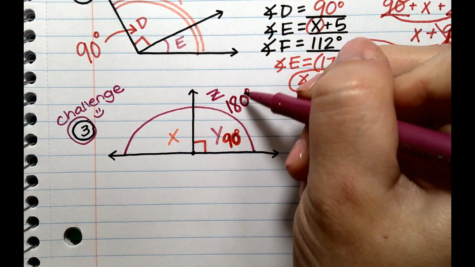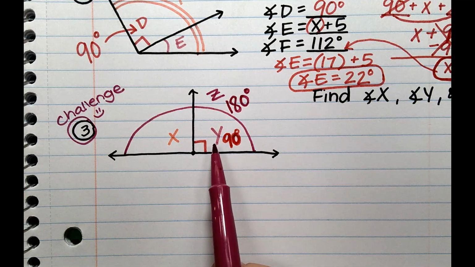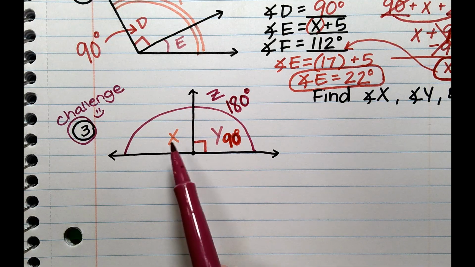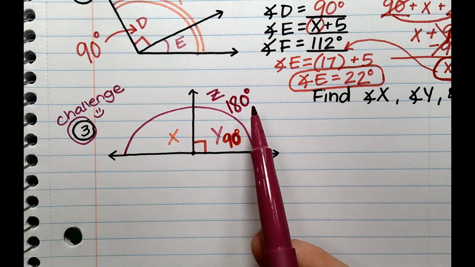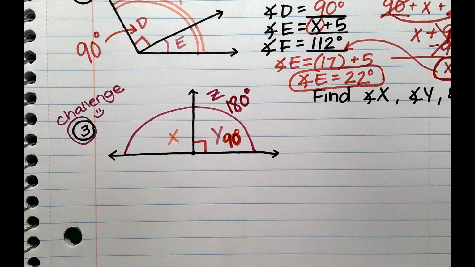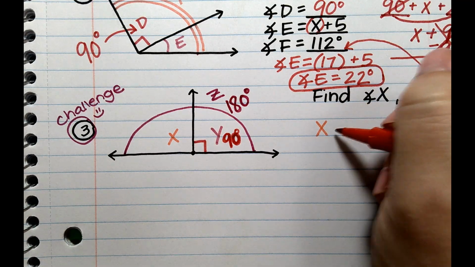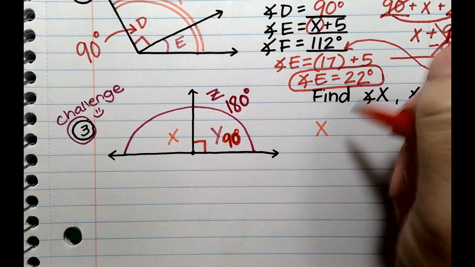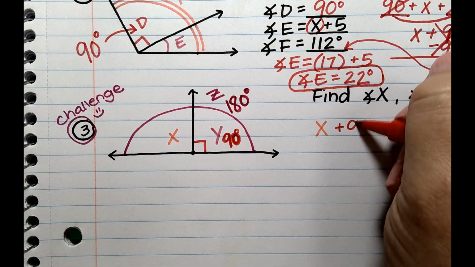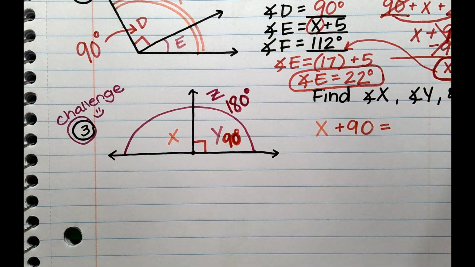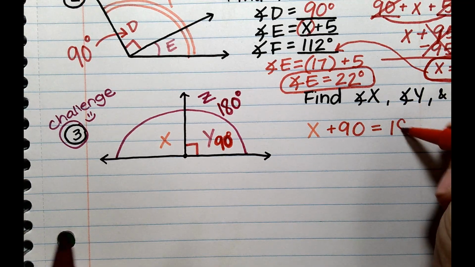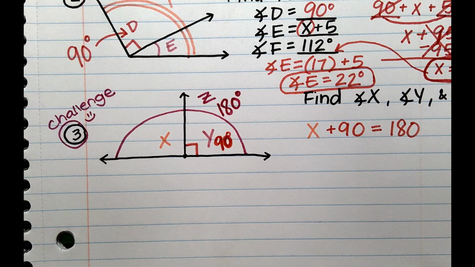So I know whatever X is, if I add it to Y, it will equal 180. So let's write an equation. X plus Y equals Z. I know Y is 90, so let's do X plus 90 equals 180. Do we see how that equation came about? Do we see where that came from?